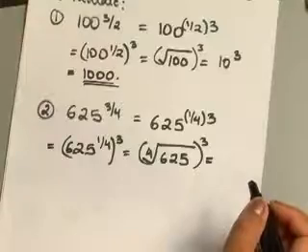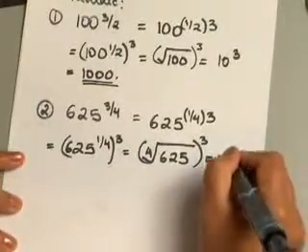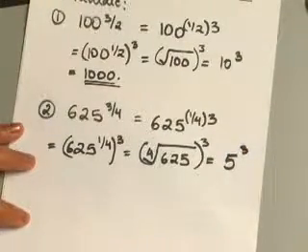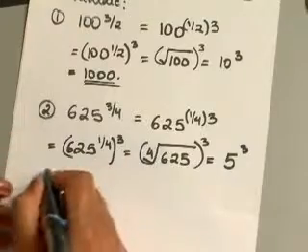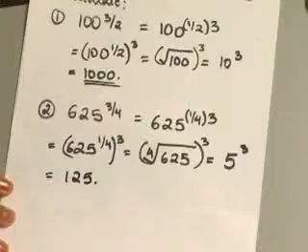And what is the 4th root of 625? So if you figure that out, that will give you 5, and then your 3 on the outside. And then, of course, 5 to the 3rd will give you 125 as your answer.